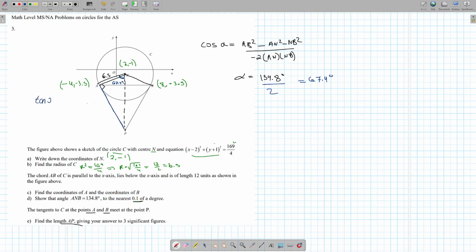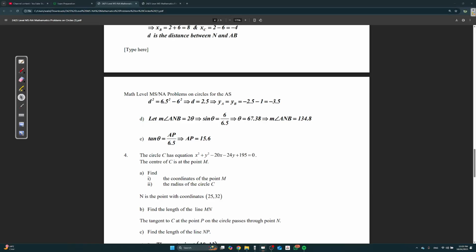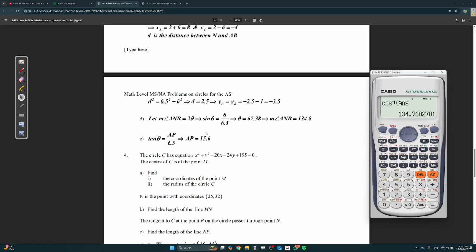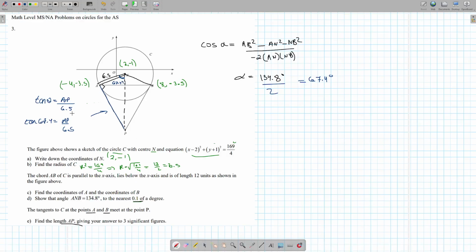So tan of this angle would be equal to the AP, which they're asking for, the opposite side, over the adjacent side, the radius, 6.5. And you're going to get tan 67.4 is equal to AP over 6.5, and you just do 6.5 times tan 67.4. I'm using this way because it's easier than my way. 6.5 times tan 67.4, you get 15.6 to 3 significant figures.